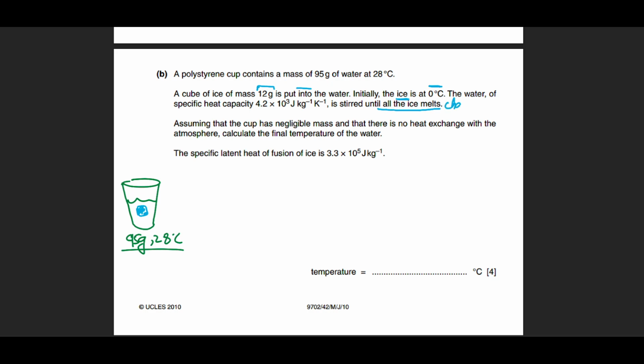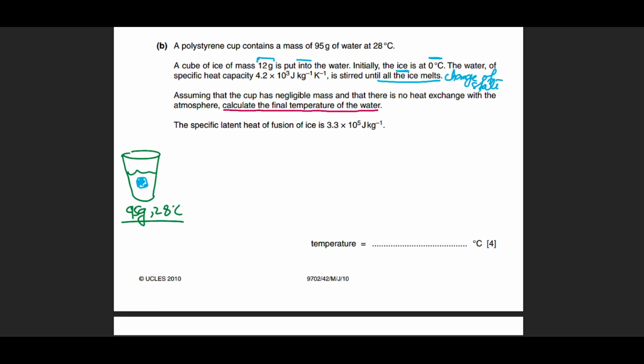Now, first identify that there is actually a change of state over here because ice melts and becomes water. So I'll have to use Q is equal to mLf or mLv depending upon the situation, one way or the other. It's going to ask me what is the final temperature of the system. Calculate the final temperature of the water. So how to proceed with such a question?